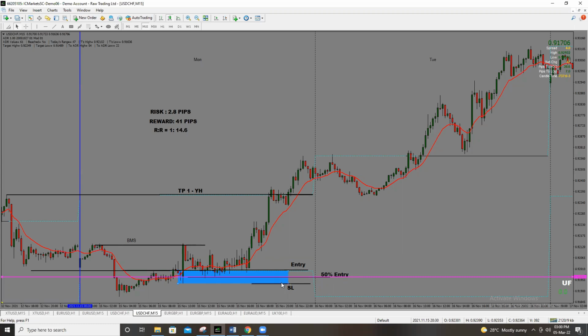Now what next? You place a stop loss. Where is your stop loss? It's at the bottom. Since we are buying, your stop loss should be at the bottom side of your source.